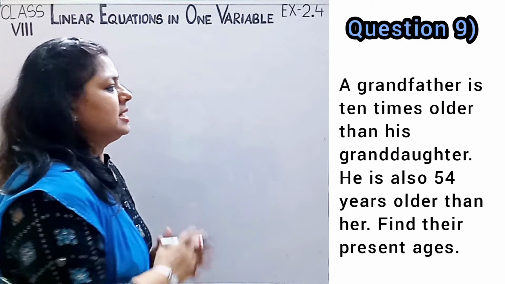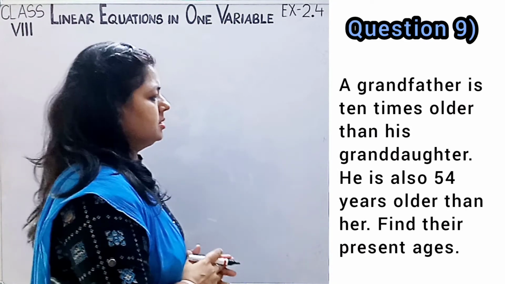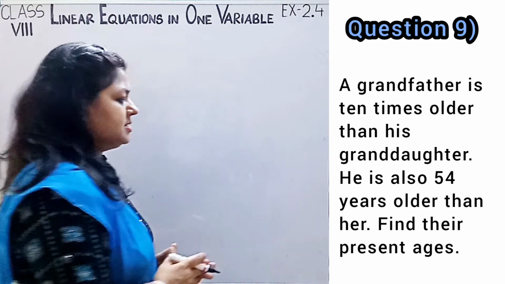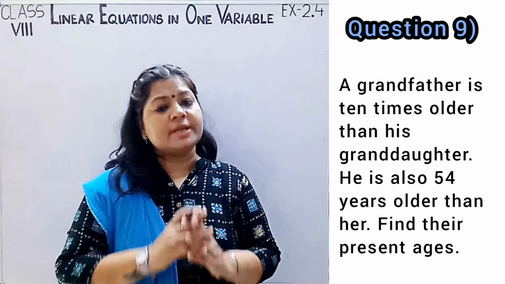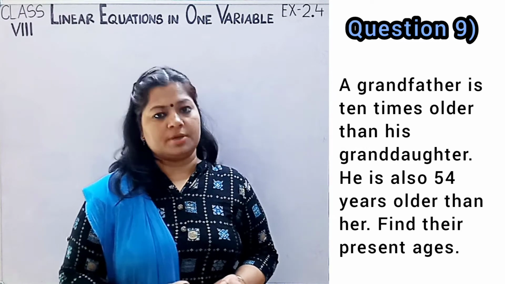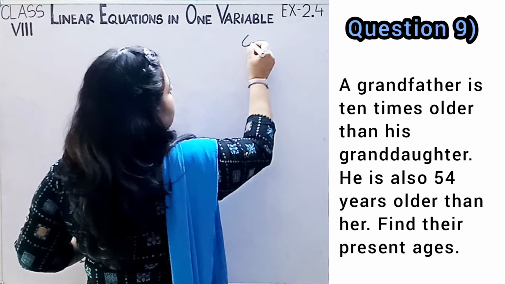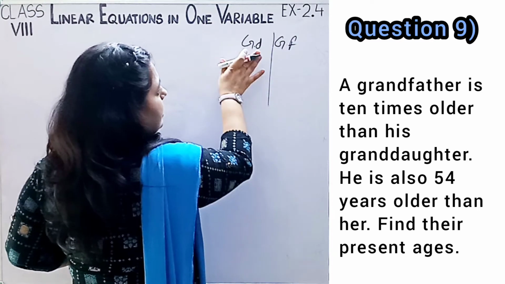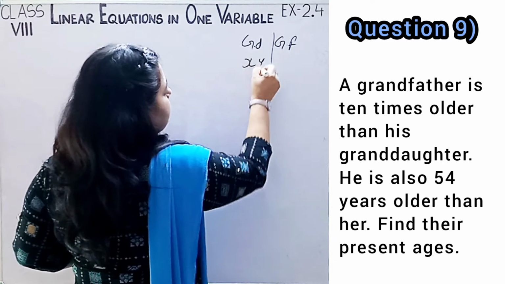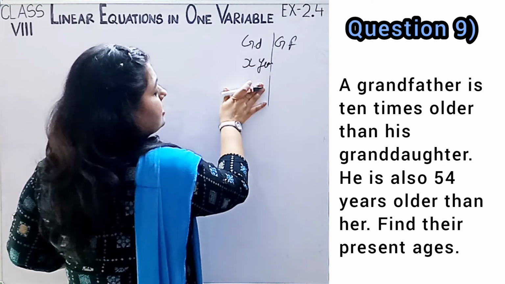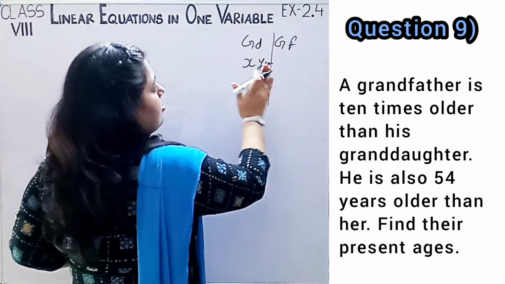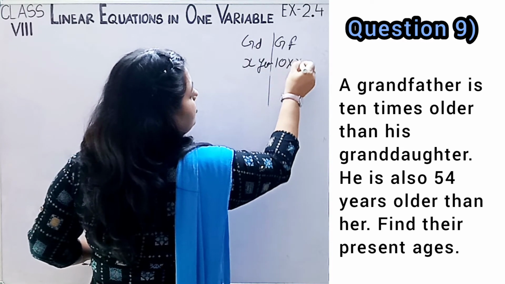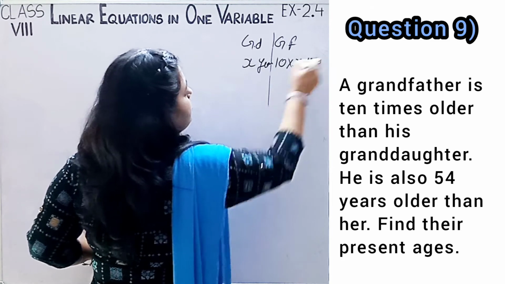Question number 9. A grandfather is 10 times older than his granddaughter. He is also 54 years older than her. Find their present ages. In this question, we have to find out present ages of grandfather and granddaughter. So here, two people, granddaughter and grandfather. If granddaughter is x years, then grandfather is 10 times of granddaughter. It means 10 times means 10 into x years. So 10x years.